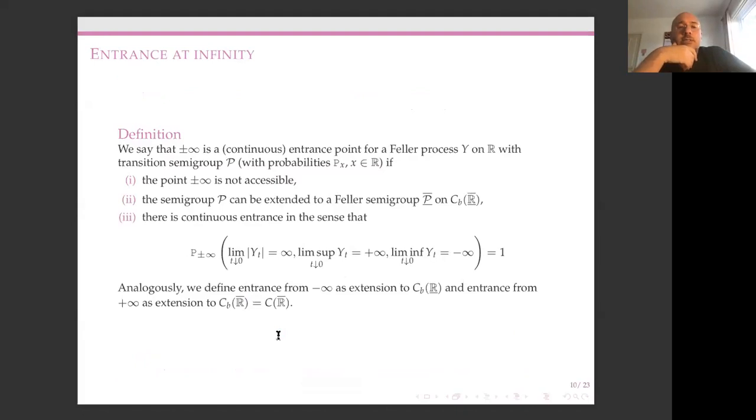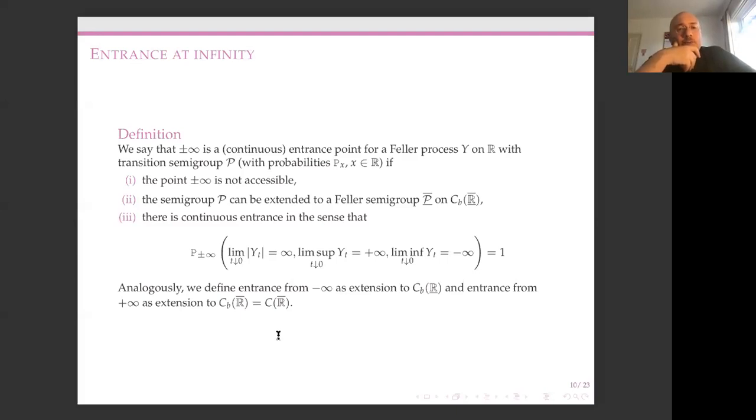Okay, so what do I mean by an SDE entering at plus or minus infinity for this setting here? So what I mean is that the point, so let's take plus minus infinity. The point plus minus infinity is not accessible.